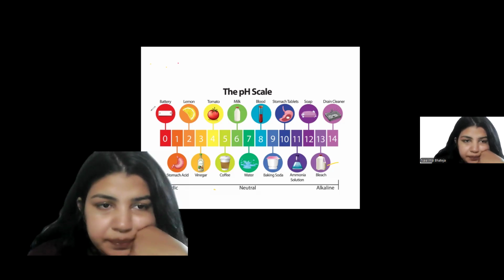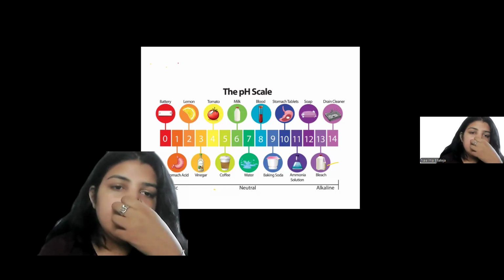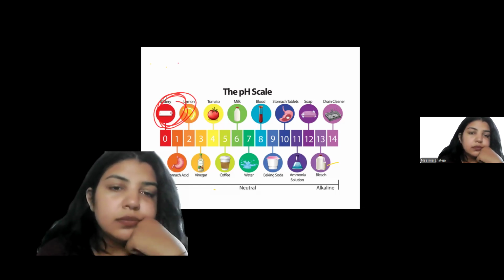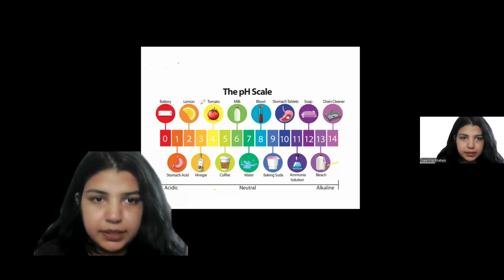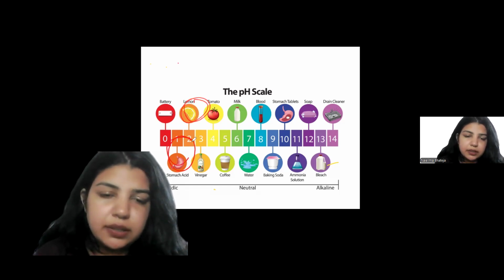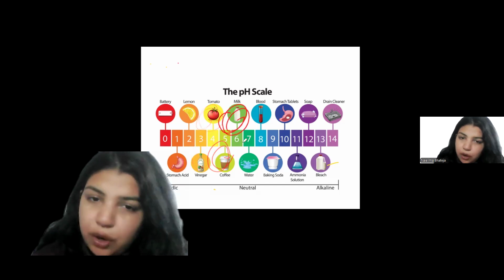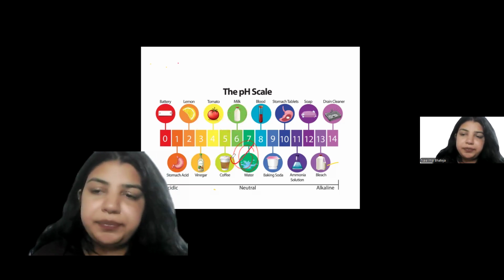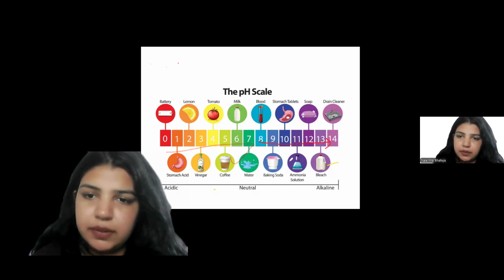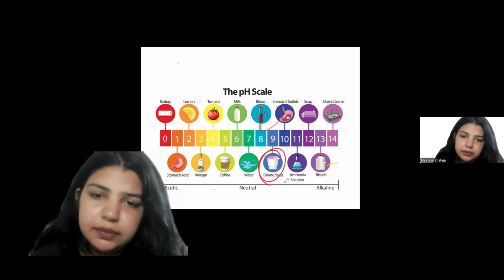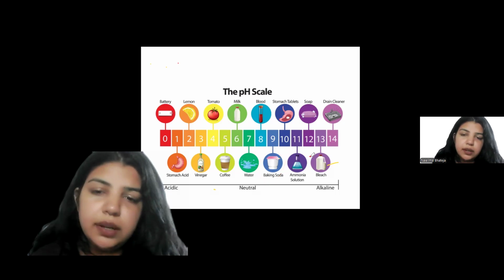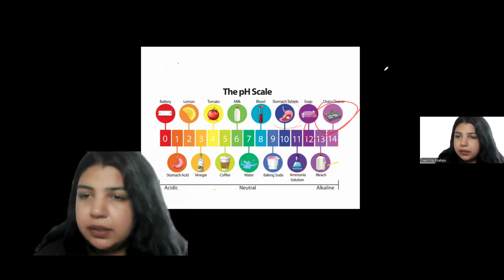So battery is of acidic nature. Lemon is also acidic. Stomach acid, vinegar, tomato, coffee, milk somehow, then water. These are acidic. What about the basic ones? Blood, baking soda, ammonia, bleach, soap, stomach tablets, and some drain cleaners.